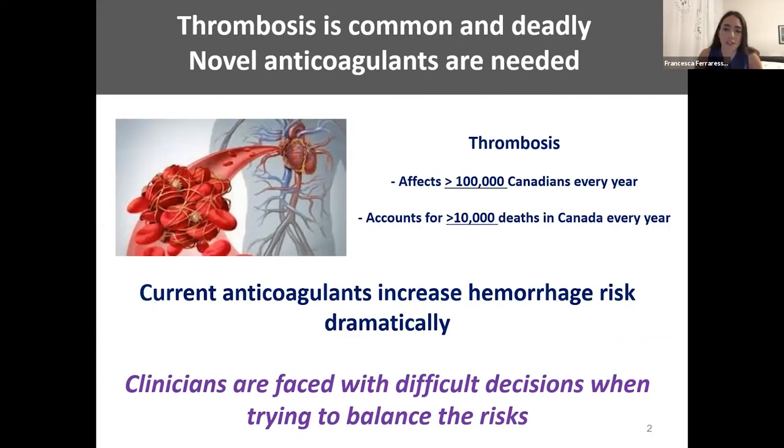So thrombosis is very common. It affects more than 100,000 Canadians every year, and unfortunately more than 10,000 of them die. Currently thrombosis is treated with anticoagulants, which do decrease thrombosis, but at the same time, they may also increase hemorrhage risk. So clinicians often face difficult decisions when they have to balance the risk between thrombosis and hemorrhage. Next, please.